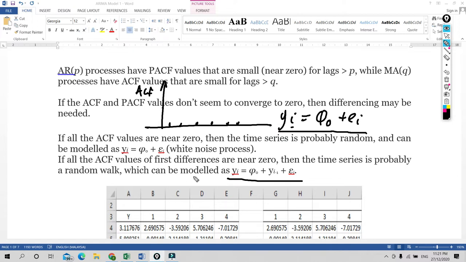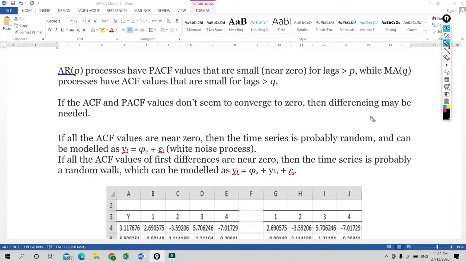So depending on it, without differencing, if you find that your ACF values are near 0, then you refer to it as white noise. Then after differencing, if you find the same, ACF near 0, the model is known as a random walk model. It's a special name, white noise and random walk model.